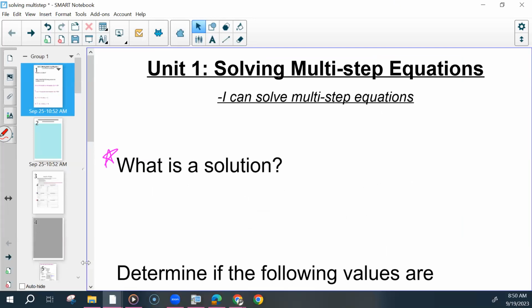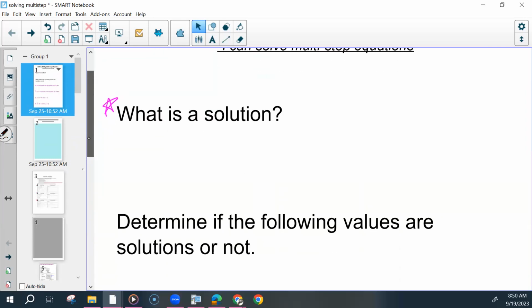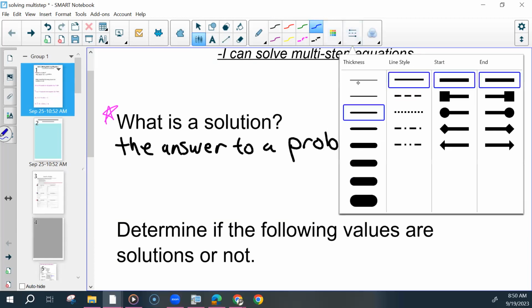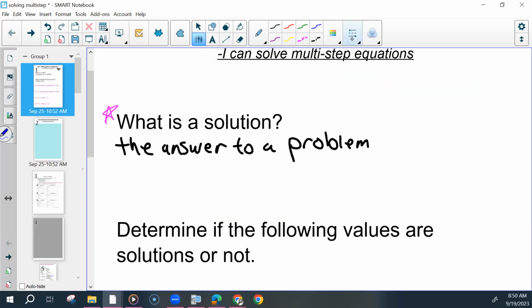All right, so with our solving, yours says unit 3, ignore that, it should be really unit 2. Anyway, if I asked you, what is a solution, what would you tell me? An answer to a problem. So when we're looking for the solution, usually we're looking for the answer to whatever problem we're solving.